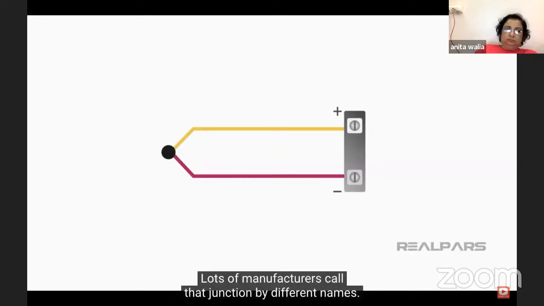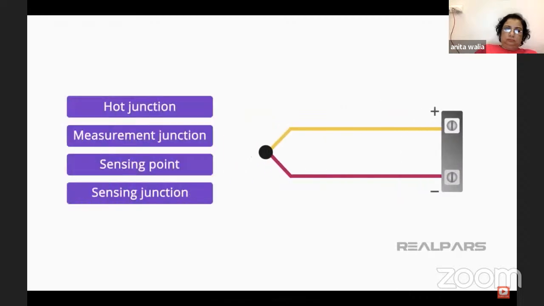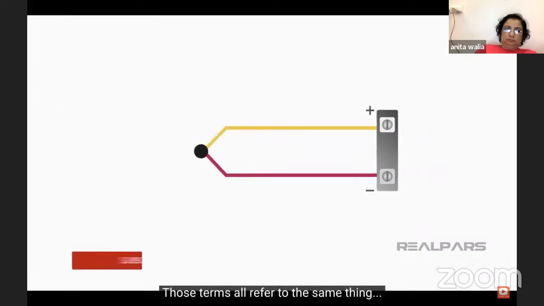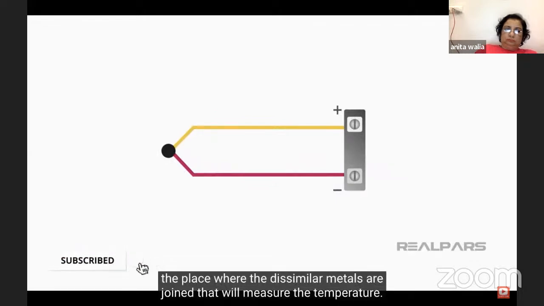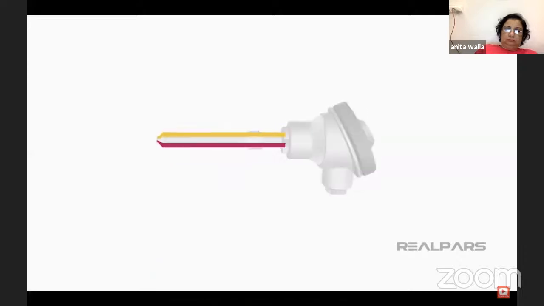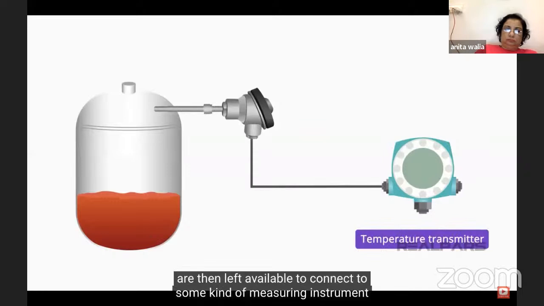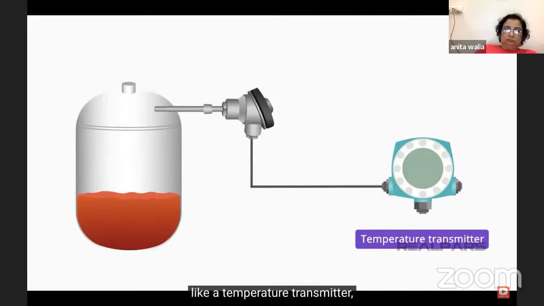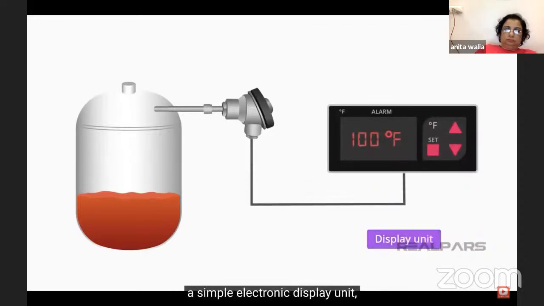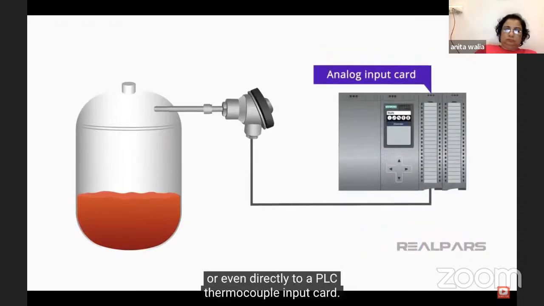Lots of manufacturers call that junction by different names: hot junction, measurement junction, sensing point, or sensing junction. Those terms all refer to the same thing, the place where the dissimilar metals are joined that will measure the temperature. The wires at the opposite end from the sensing junction are then left available to connect to some kind of measuring instrument like a temperature transmitter, a simple electronic display unit, or even directly to a PLC thermocouple input card.